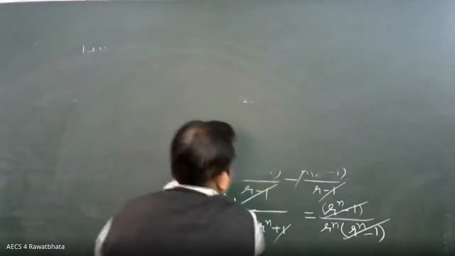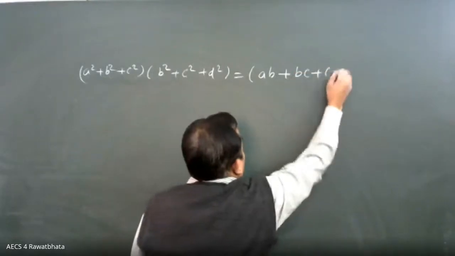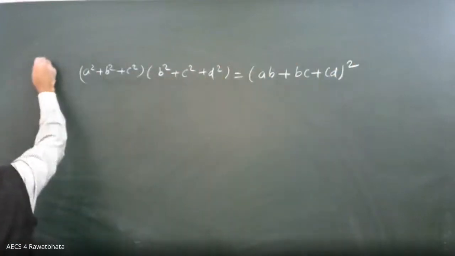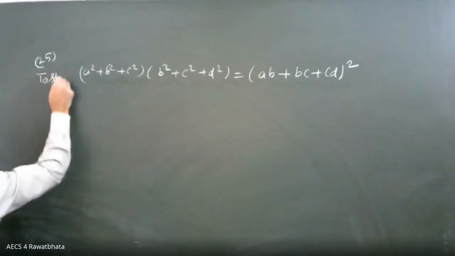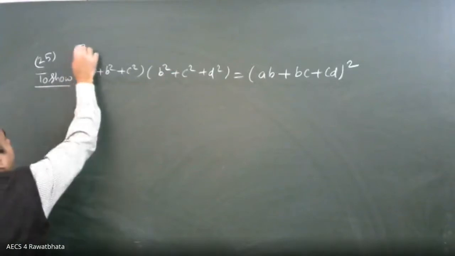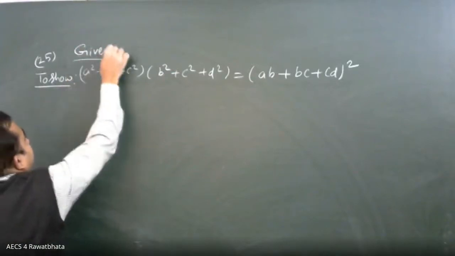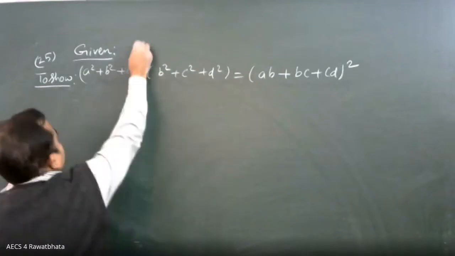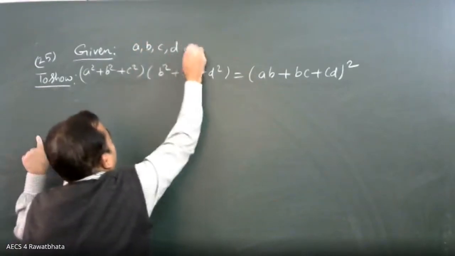If A, B, C, and D are in GP, show that A square plus B square plus C square into B square plus C square plus D square is equal to AB plus BC plus CD whole square. 25th, am I right? Yes, sir. This I have to show. So let me write explicitly the to-show statement and given statement also clearly. Given is that A, B, C, D are in GP.